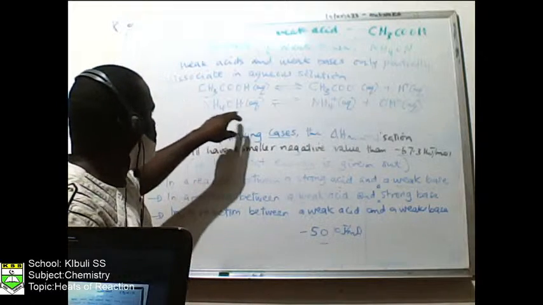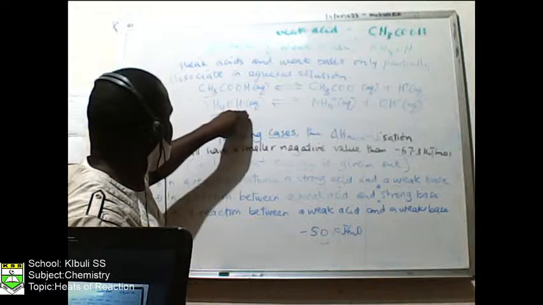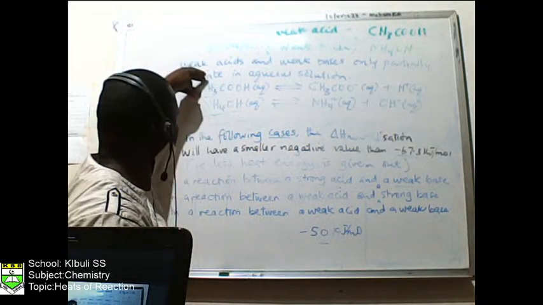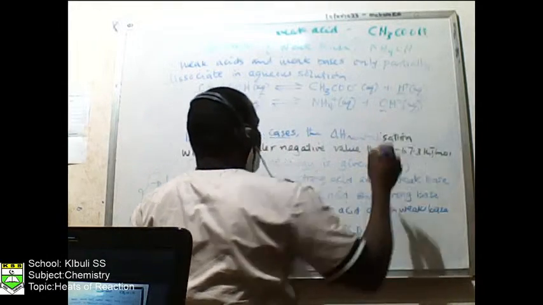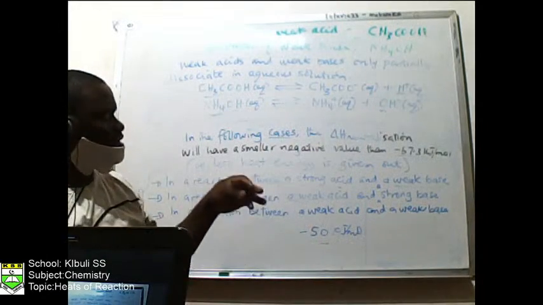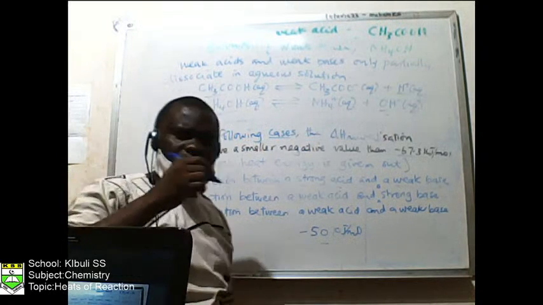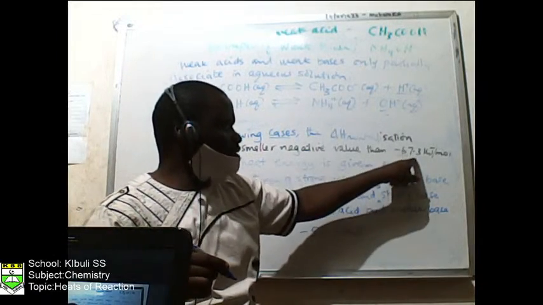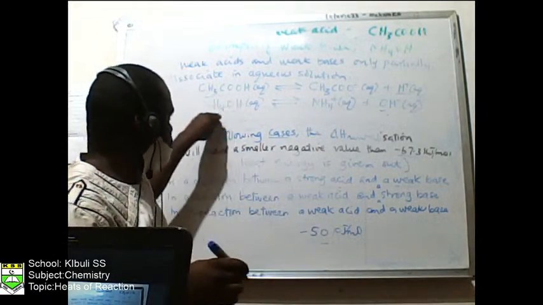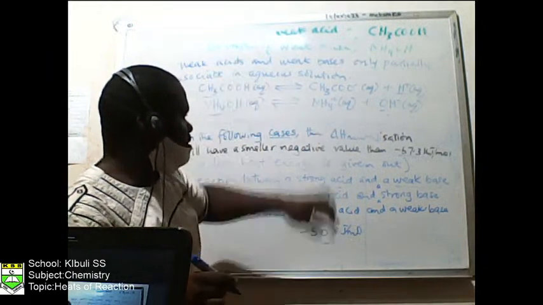But there is a lot of struggle in converting the unionized or undissociated molecules of a weak base or a weak acid into the ions which we are interested in, which have to meet so that the neutralization reaction takes place. So some of that heat energy which would have been liberated in order to reach this value is used in dissociating the weak acid or weak base.